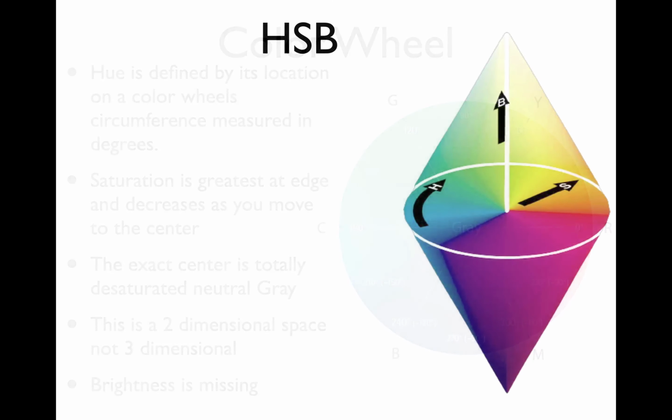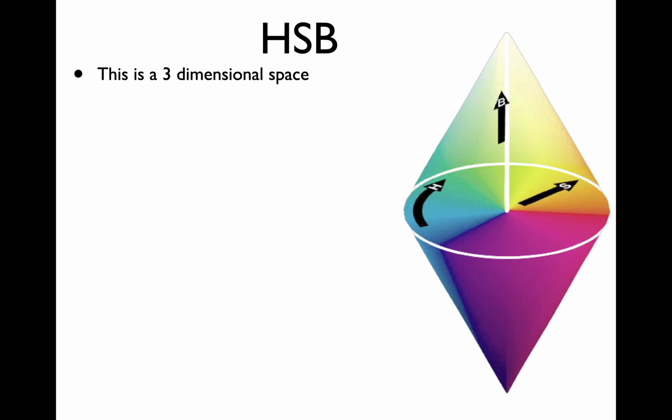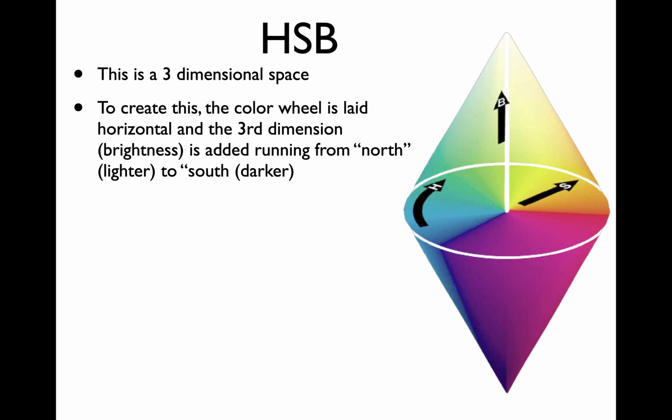To get to brightness, you flip the color wheel. You flip the color wheel on its side like this, and you add the 3rd dimension. The 3rd dimension goes up and it goes down. So in our case, the brightness element is now going up. This is now a 3-dimensional color space, not 2.